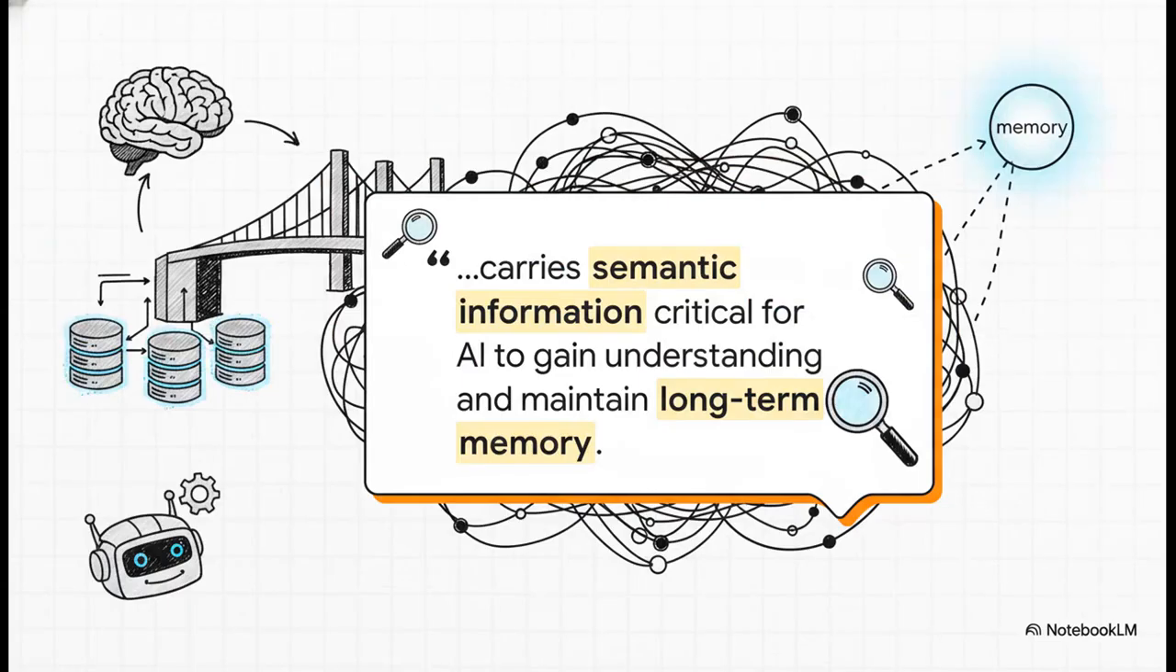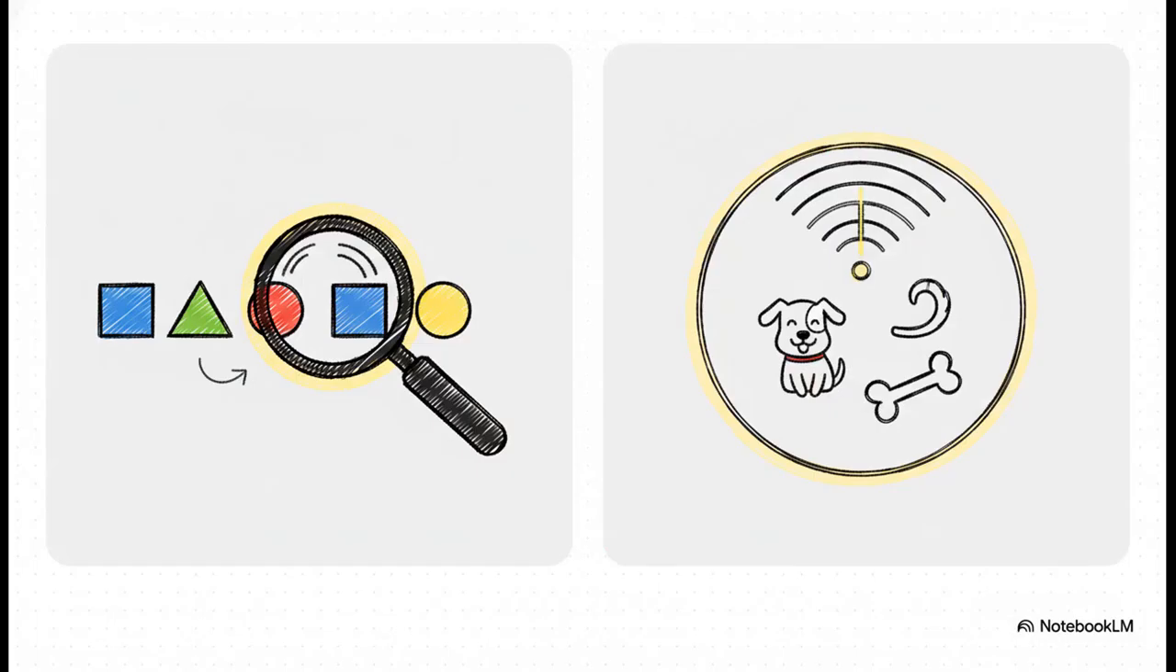The source material really nails it here, saying this is what's critical for AI to gain understanding and maintain long-term memory. This is the missing link, the bridge between just having raw data and actually having comprehension. So, as you can imagine, this required a totally new kind of database. The old relational databases, they search for exact matches, but vector databases, they do something called a similarity search. They find what's closest in meaning, not just what's identical in the text.